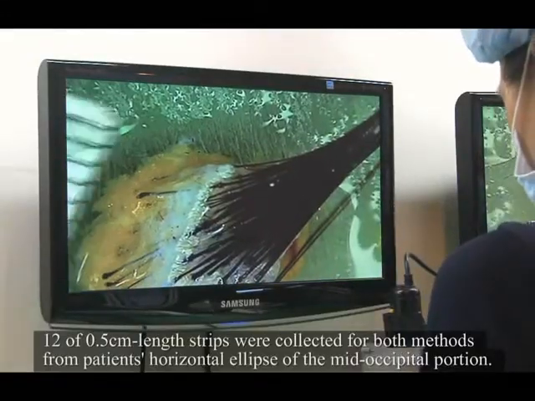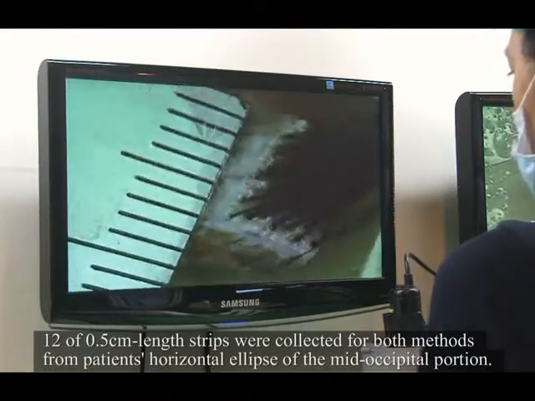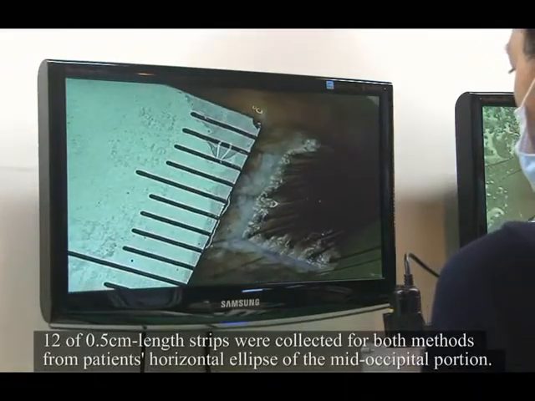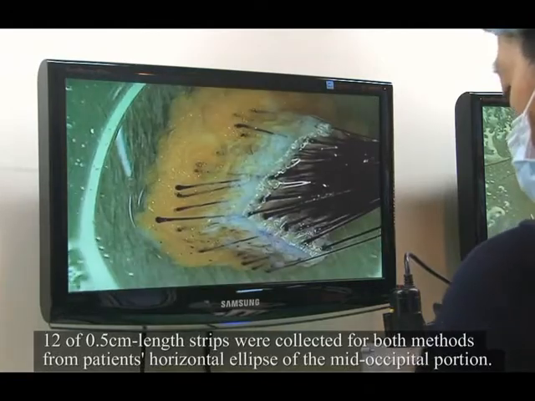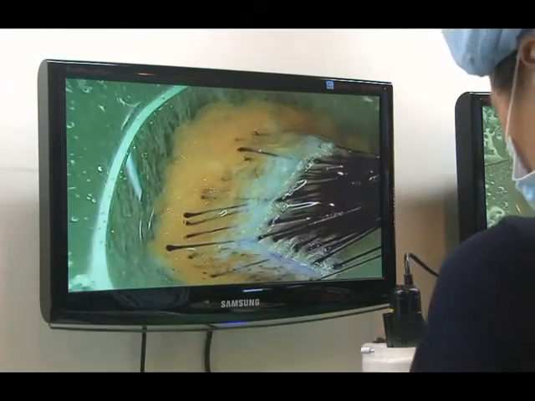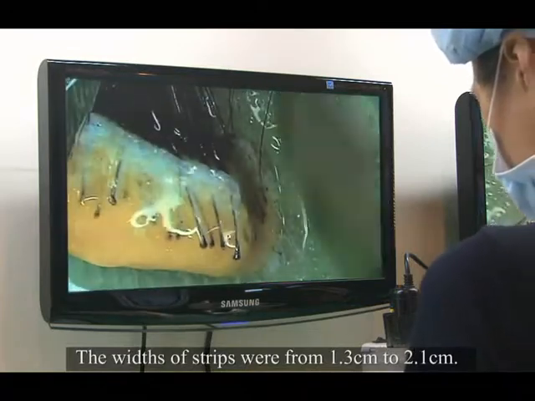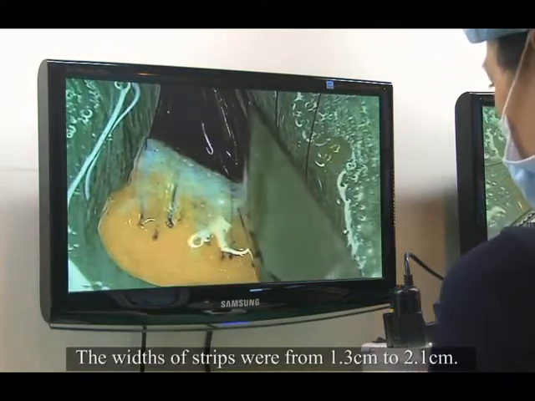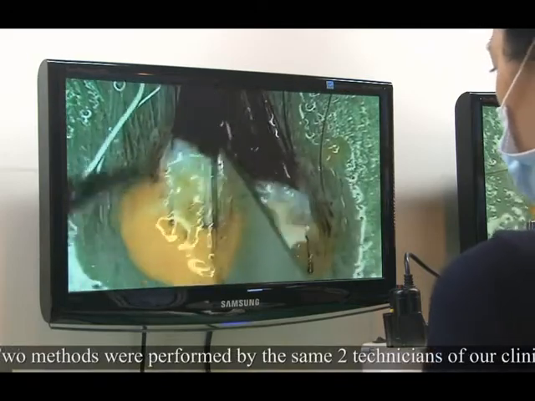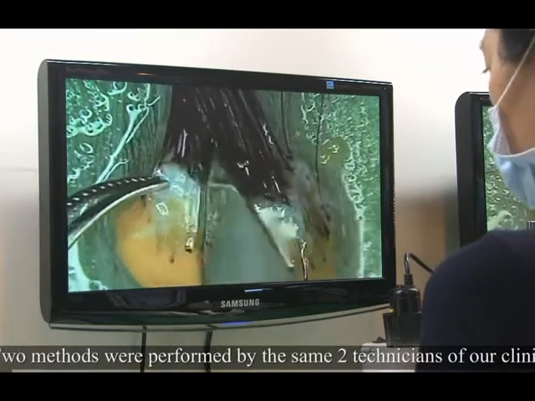12.5 cm length strips were collected for both methods from the patient's original ellipse of the mid-occipital portion. The width of the strips was from 1.3 cm to 2.1 cm. Two methods were performed by the same two technicians of our clinic.